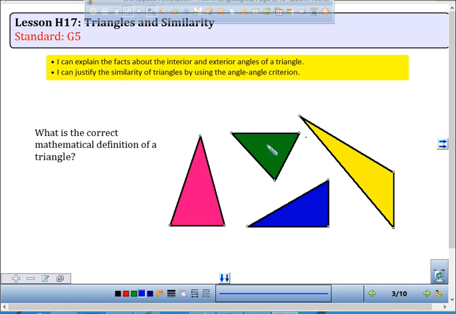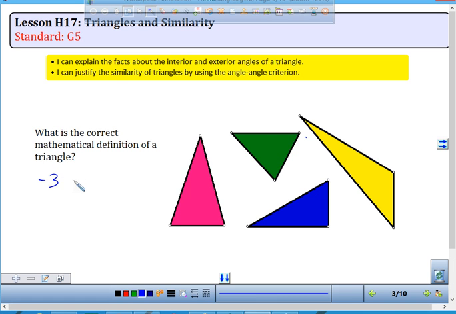Three-sided, okay. The angles add to 180 degrees. What else? What about all those sides? The sides are all... Okay, if we say it's three-sided, three-sided what?